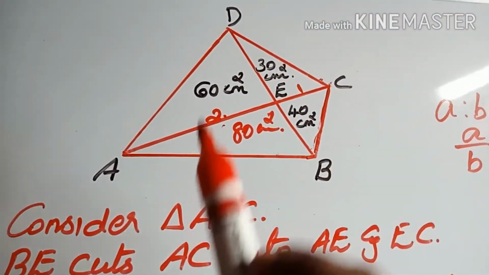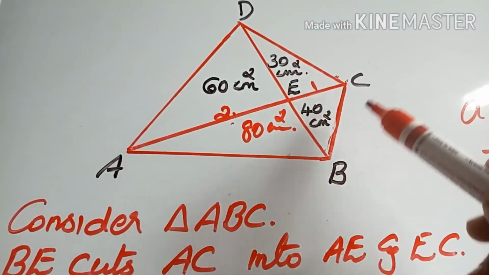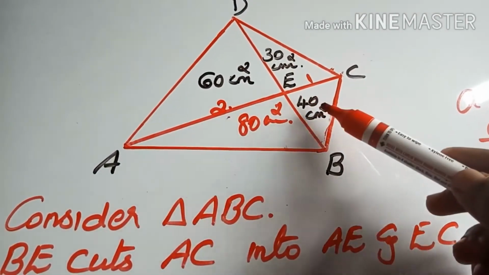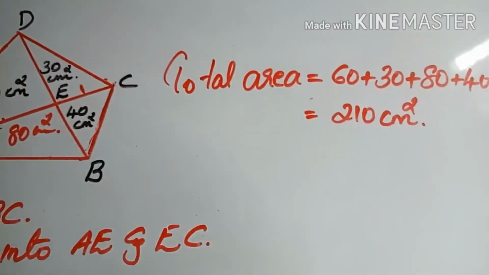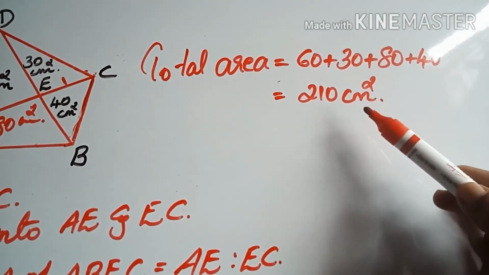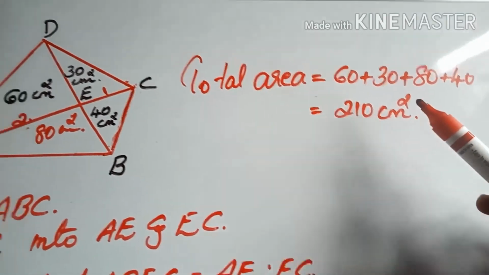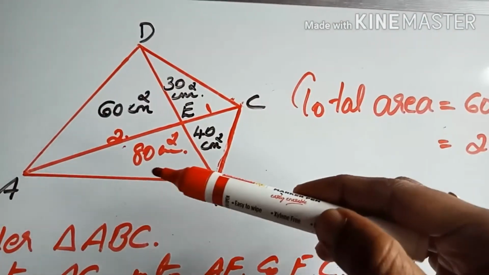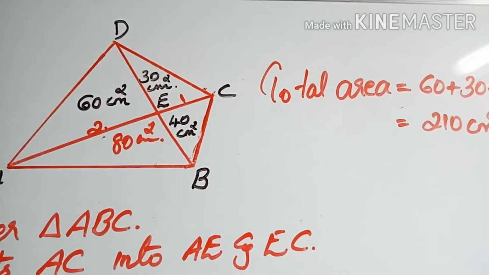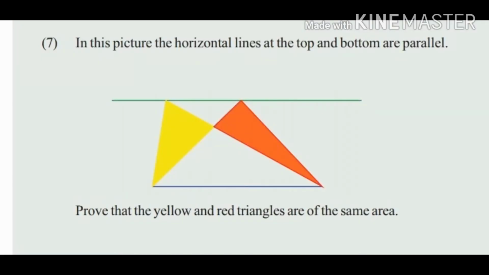Now in order to find the area of this quadrilateral, just add all these areas: 60 plus 30, then 80 plus 40. The total area will be 60 plus 30 plus 80 plus 40, that is 210 centimeters square. So the area of this quadrilateral ABCD is 210 centimeters square. This is the answer.